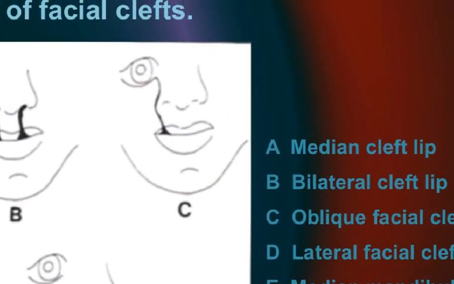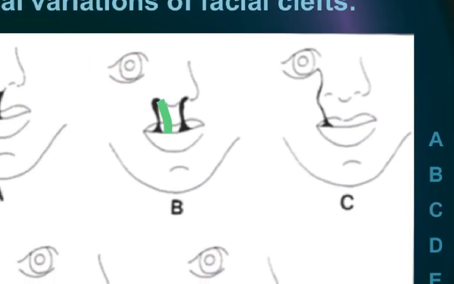Oblique facial cleft, starting from the eye down to the oral cavity. This is very rare. The most common of all these is the unilateral cleft lip. Unilateral cleft lip is the most common. So this one here, unilateral cleft lip, imagine it's just on one side, is the most common cleft lip. The other types of clefts are rare to see.